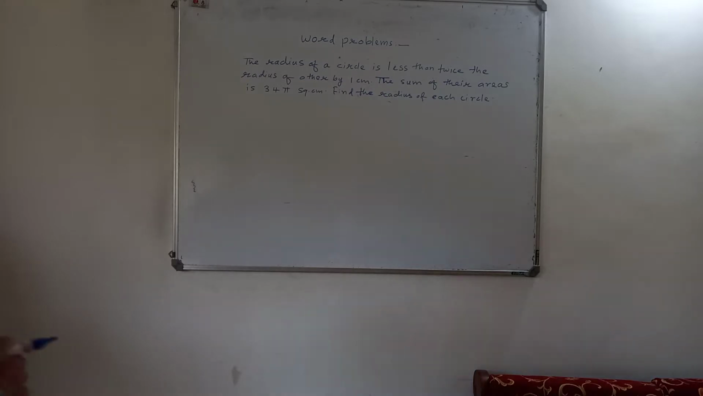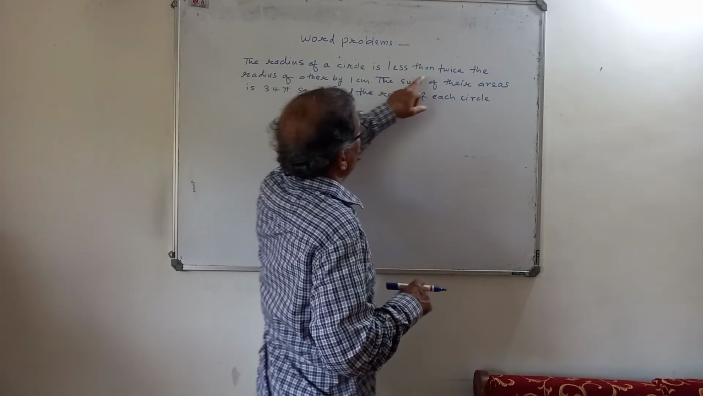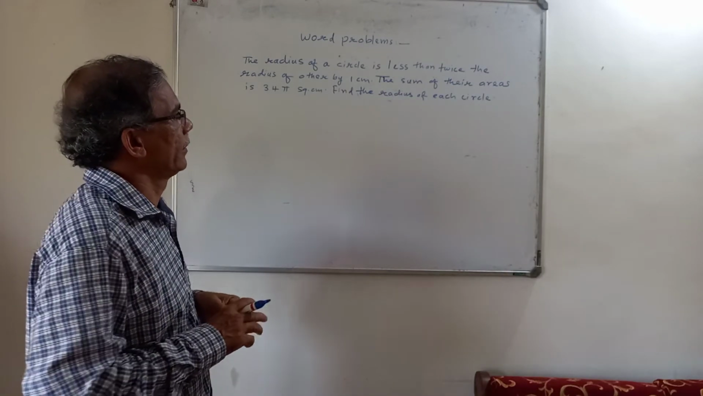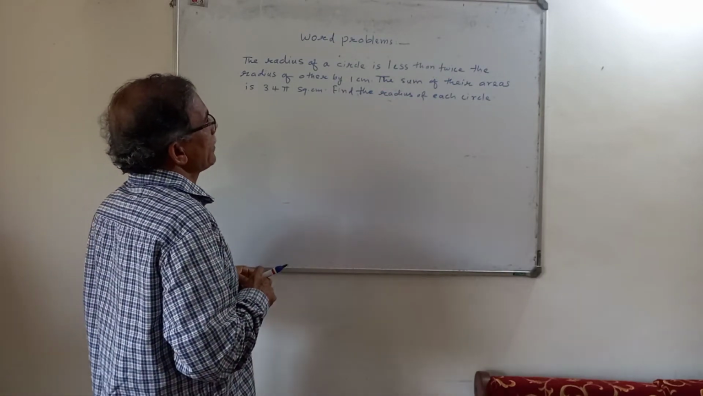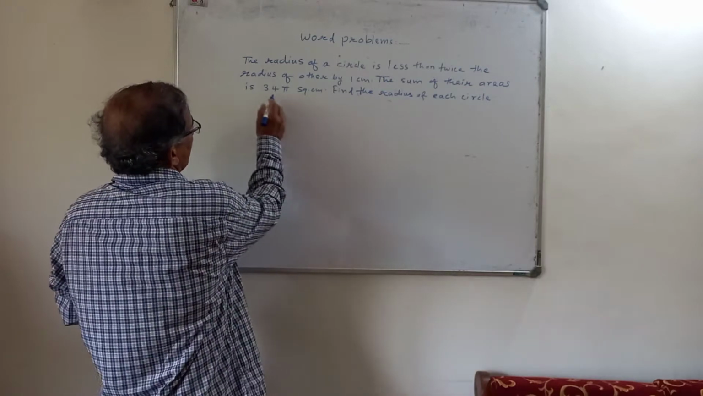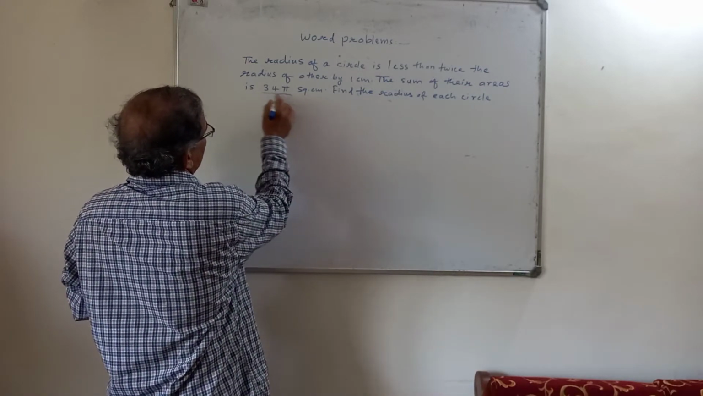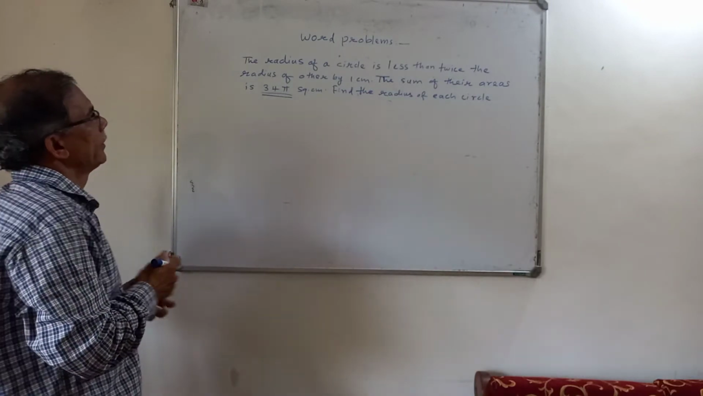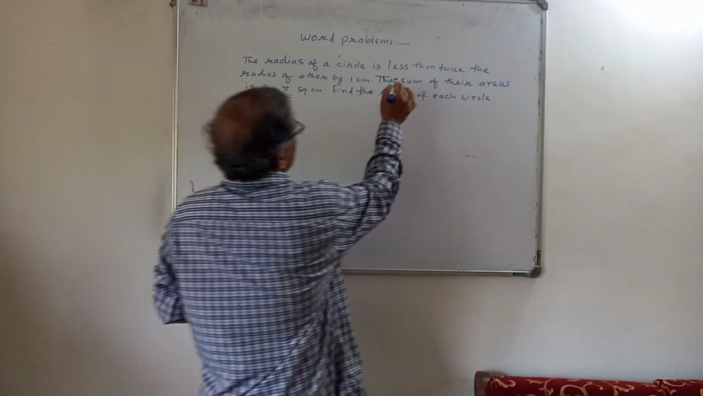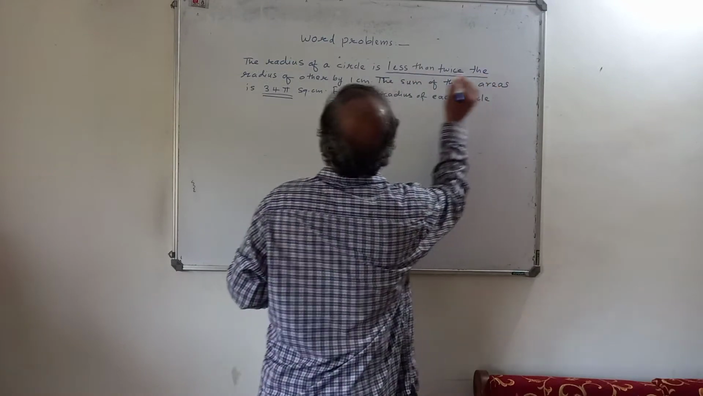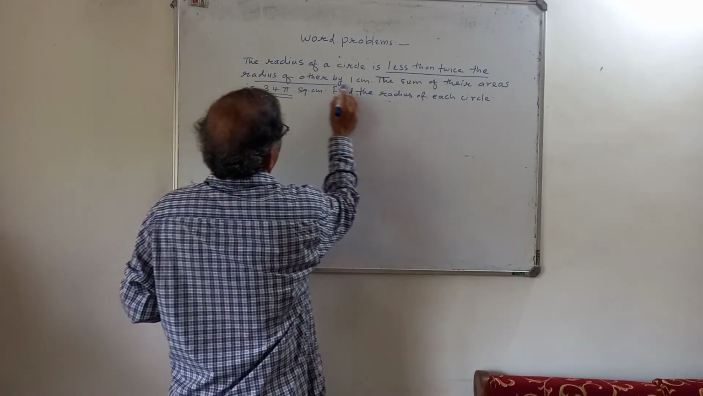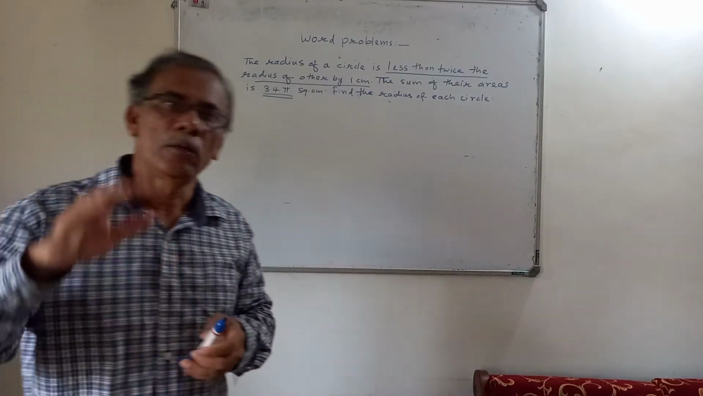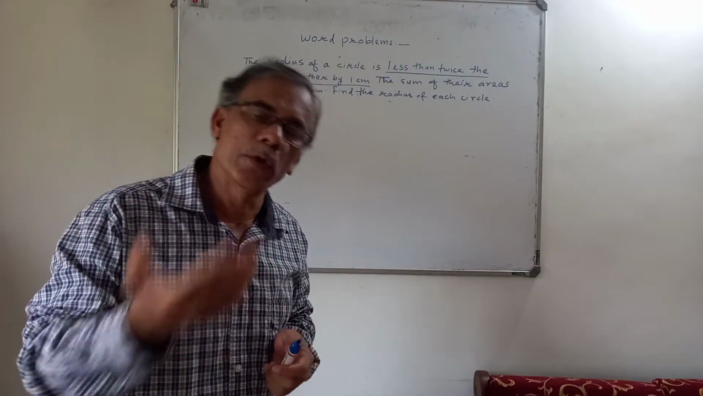Next one. The radius of a circle is 1 less than twice the radius of another circle by 1 centimeter. The sum of their areas is 34 pi square centimeters. Find the radius of each circle. Now, the radius of a circle is less than twice the radius of the other by 1. So from this information, we can write the radii of both circles.